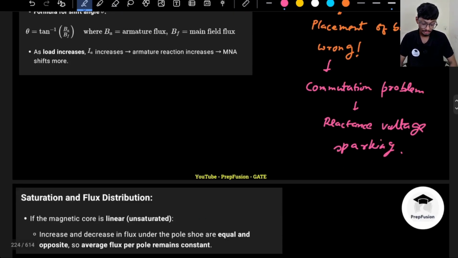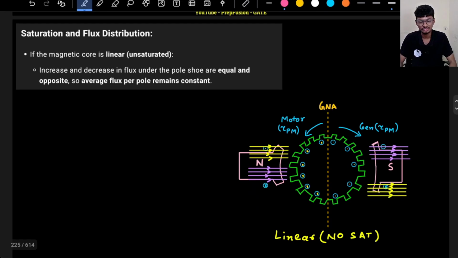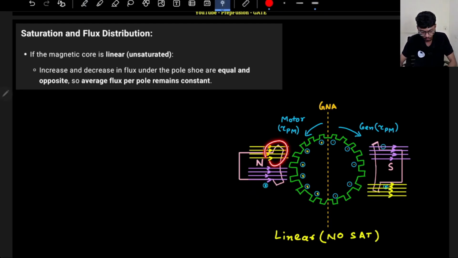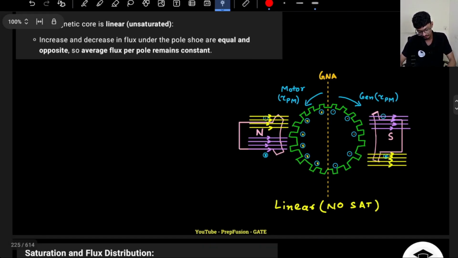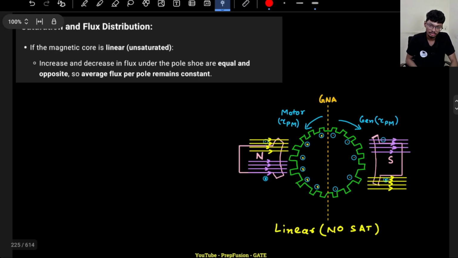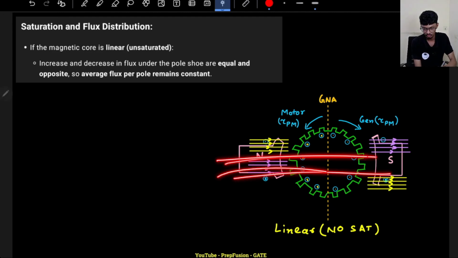What more can happen? The next effect that can happen is saturation. Why saturation? Because I told you that in one of the pole tips there will be more flux lines, and in the other pole tip there will be fewer flux lines. So let's assume these are four. Previously, if I assumed that there is no armature reaction, then there is no problem, the field lines are totally uniform.